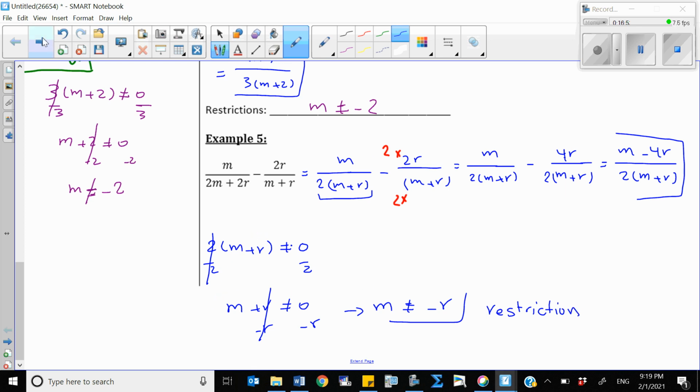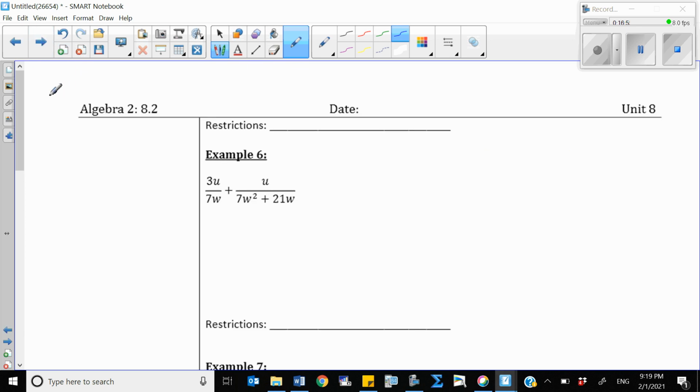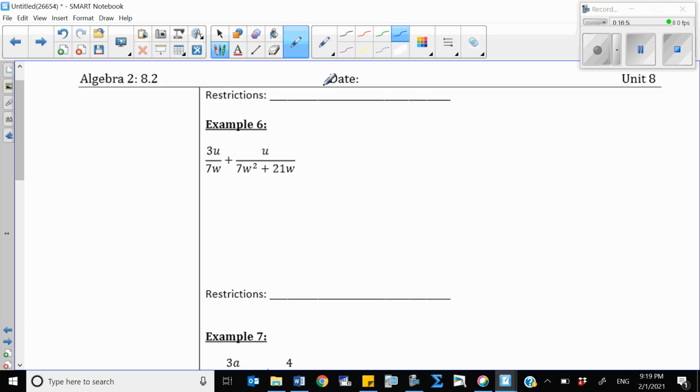Okay, let's go to the next example. Example 6. In order to find the common denominator between these two, once again, we're trying to factor the denominators. 7w, the first one, cannot be factored anymore. How about the second one? We have 7w squared plus 21w. We need to factor this. Between 7 and 21, the common factor is 7 because they're both divisible by 7.